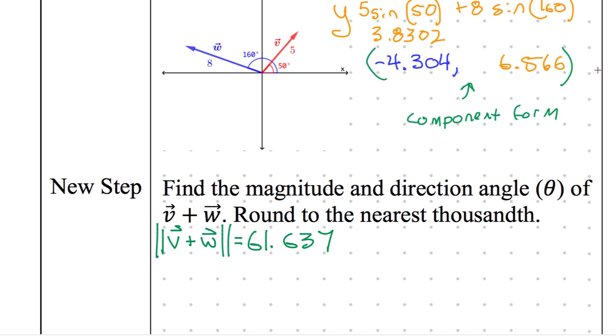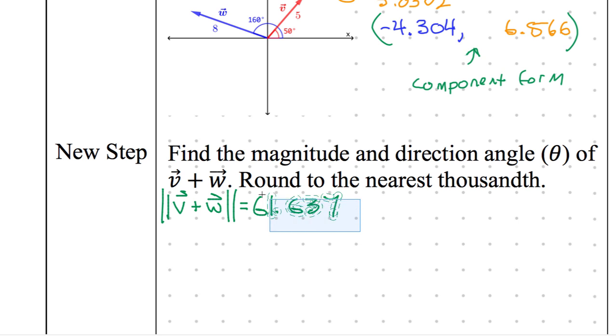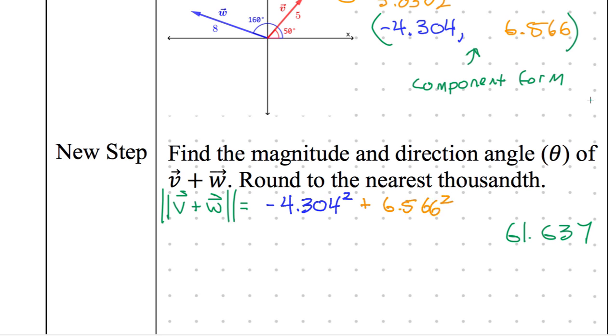You found that. Wait, whoa. Slow down. Okay. So for the magnitude, you have to plug in those component forms into the... Oh, okay. Never mind. Sorry. Okay. I'll write it down. Negative 4.304 squared, and then we had to add that to 6.566 squared, and then all of that was square rooted, and that gave us this guy right here. More or less. So far, so good?